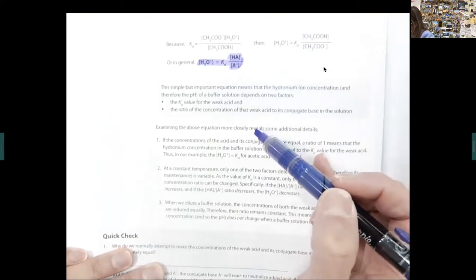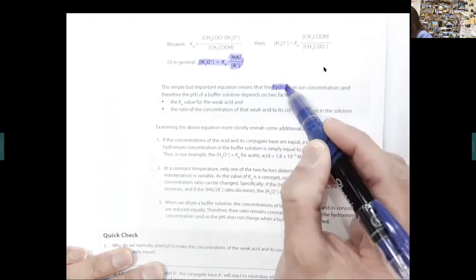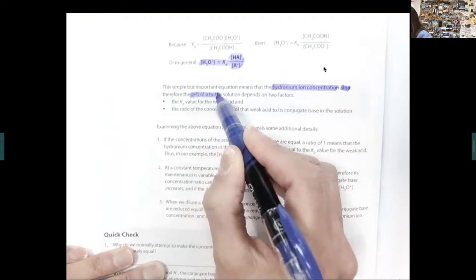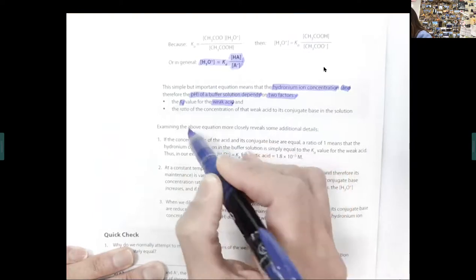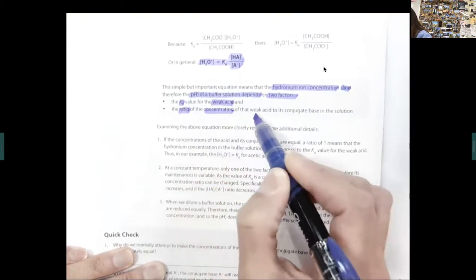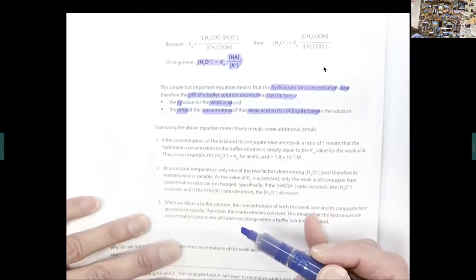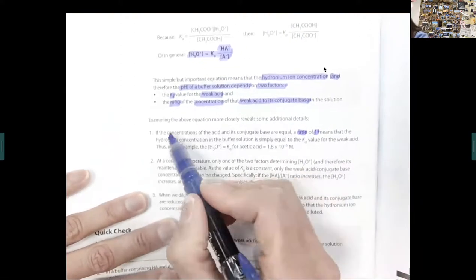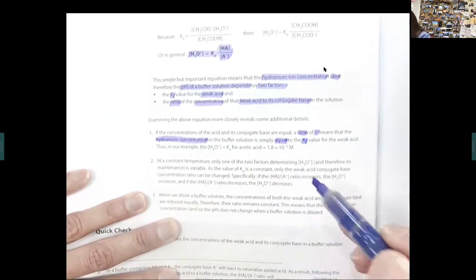So this is a really, really important equation. What this tells us is that the hydronium ion concentration and the pH, really, of a buffer solution depends on two things: the Ka of the weak acid and the ratio of the concentration of the weak acid to its conjugate base that's in that specific solution that you're looking at. Now, when the ratio is a value of 1, what that means is the hydronium ion concentration in the buffer is equal to the Ka of that weak acid.